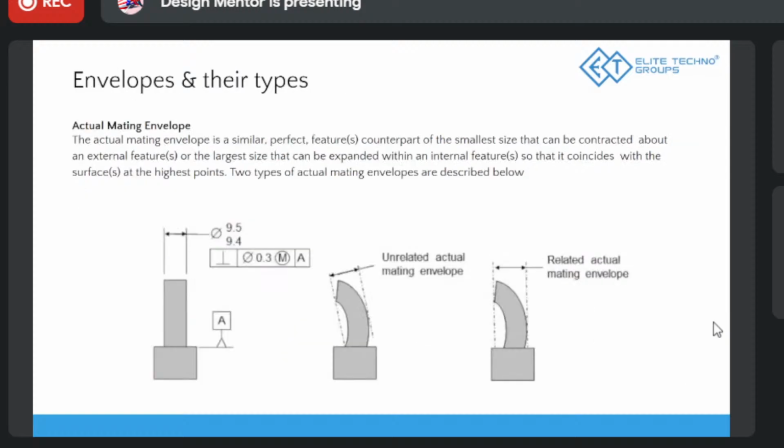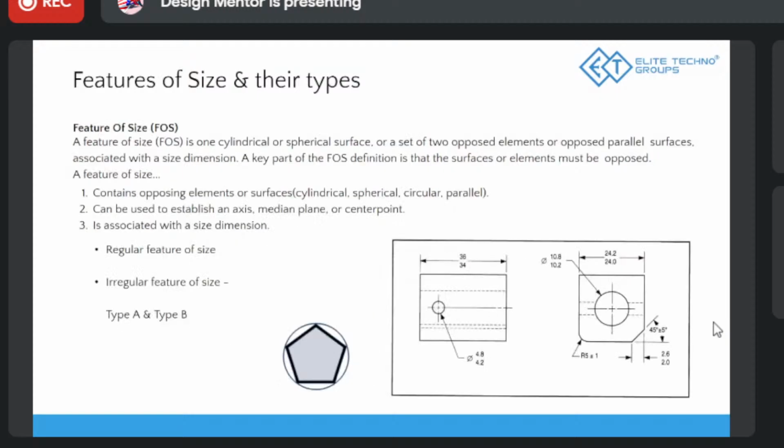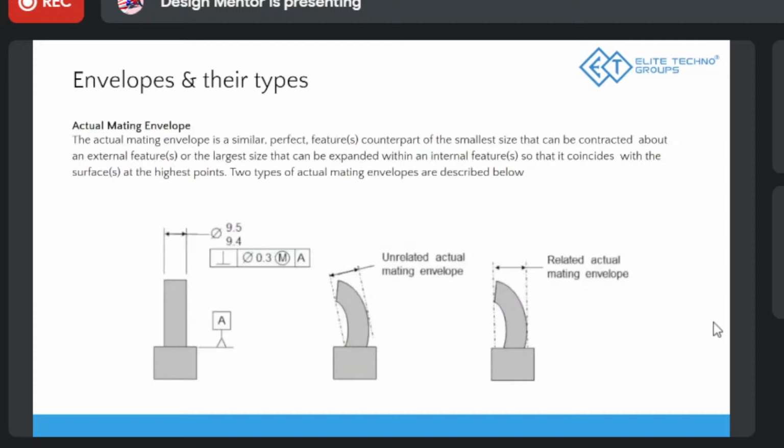Then we come to envelopes. Now, in the previous one, I'm not going in depth about type A and type B because I want to keep this simple for you. You first learn this, digest this, and then you move forward with GD&T because GD&T can be very confusing in the beginning stages. Then we come to the meeting envelope. I think everyone can understand what an envelope is, right? It's like a shell, like an outer cover. So envelope is a similar term that is used here.